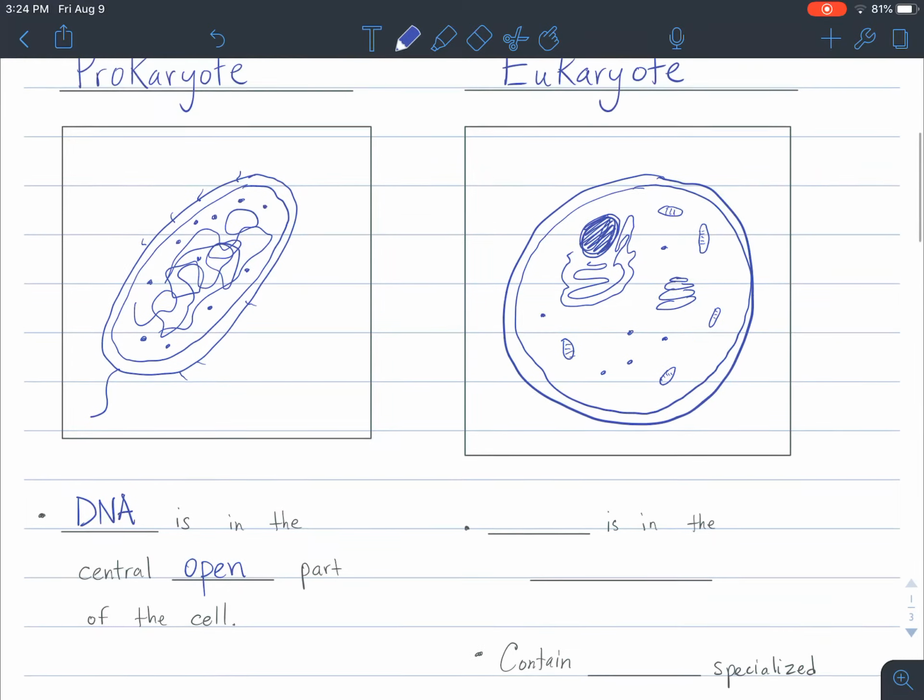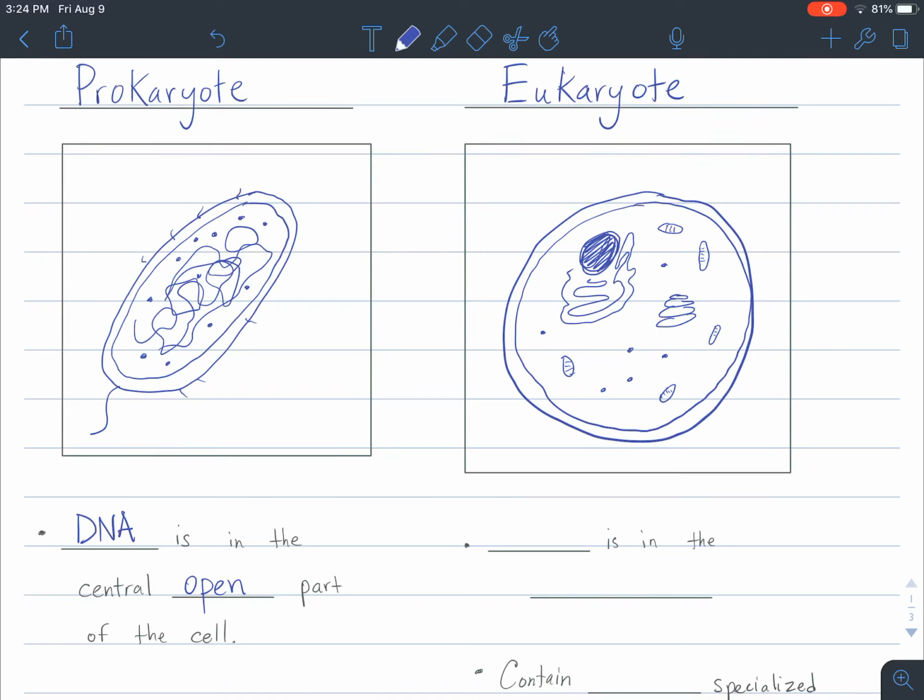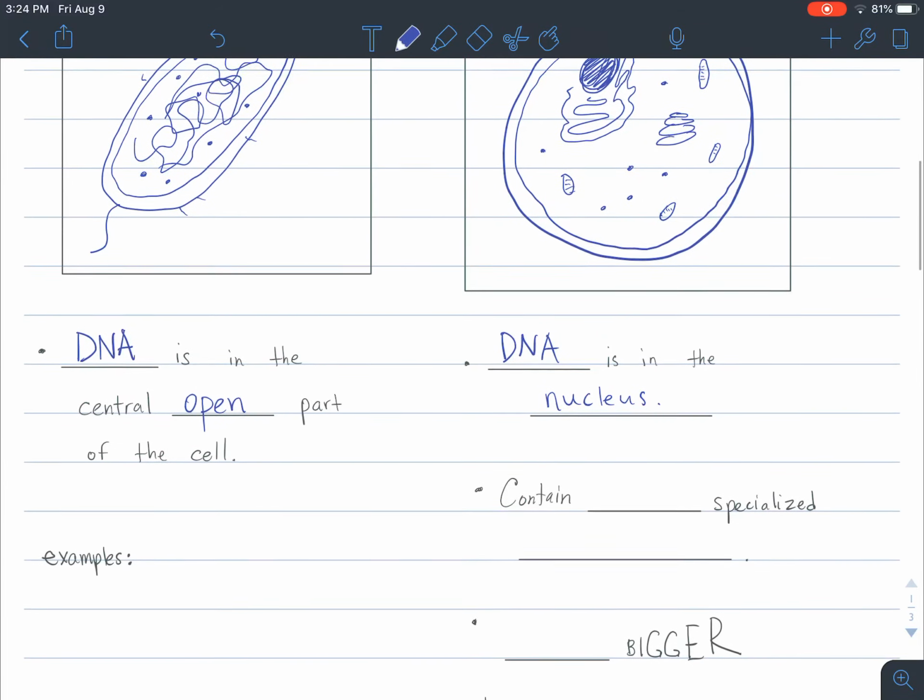Over here though, in a eukaryotic cell, that DNA, that genetic material, is in the, can you guess it? Do you know it? Do you know your organelles? You got it. The DNA is in the nucleus.